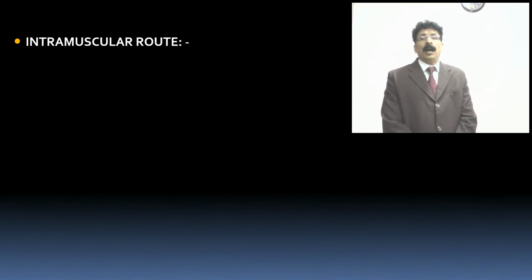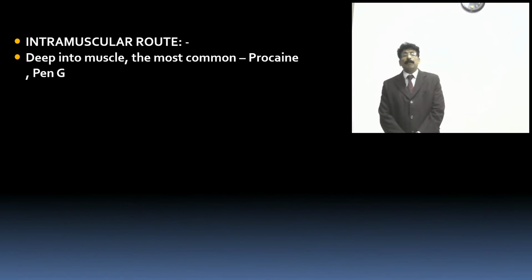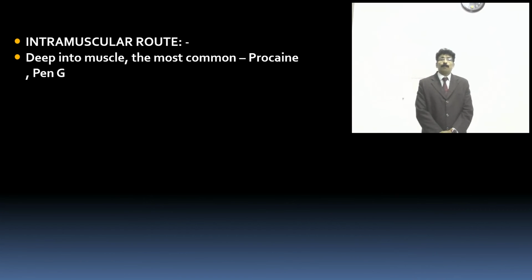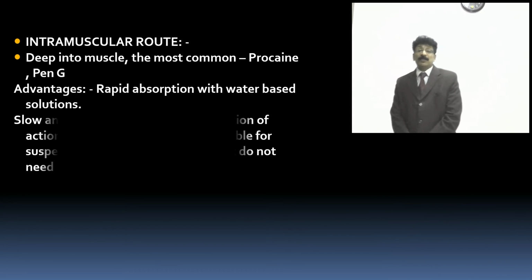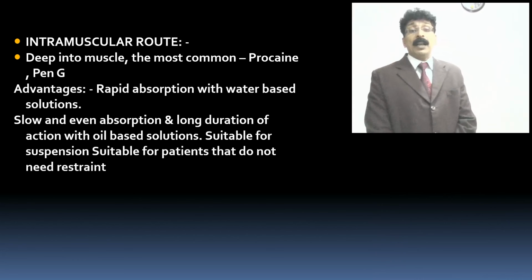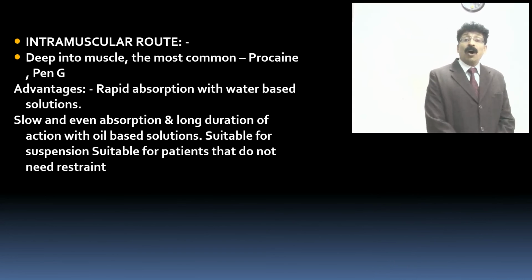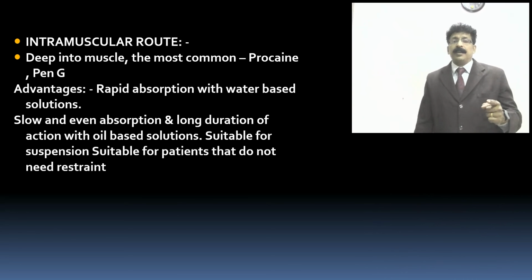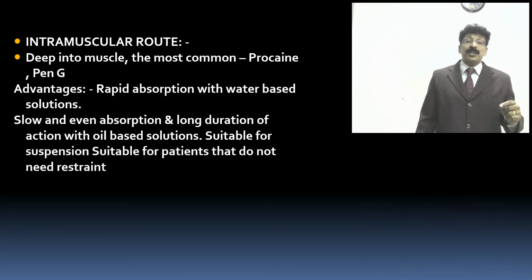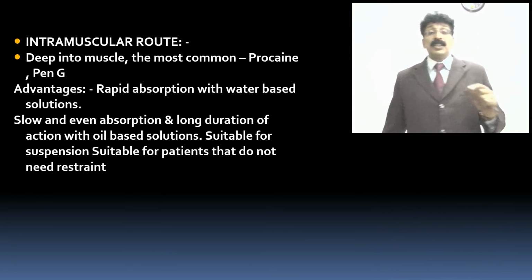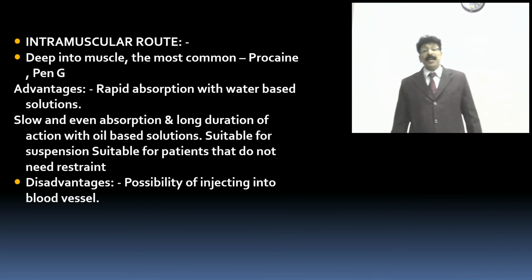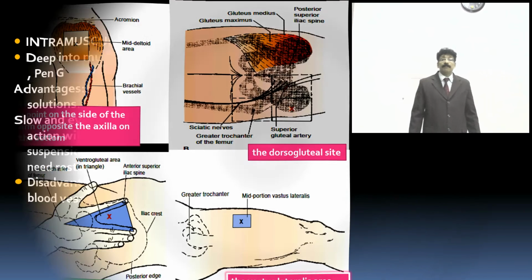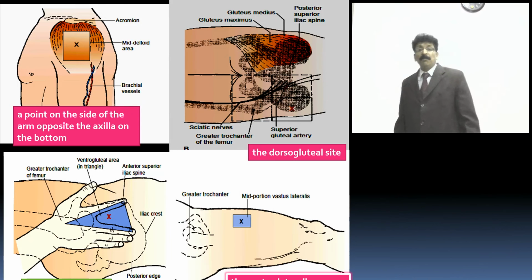In the intramuscular route, the injection goes deep in the muscle, and the most common drugs are procaine and penicillin G. Advantage: rapid absorption with water-based solutions, slow and even absorption and long duration of action with oil-based solutions. Suitable for suspensions, suitable for patients that do not need restraint. Disadvantage: possibility of injection into the bloodstream.